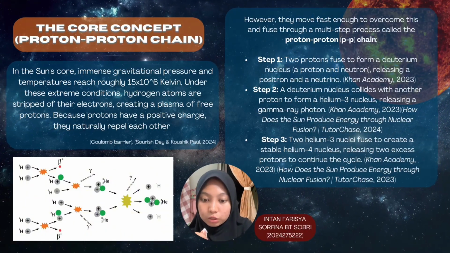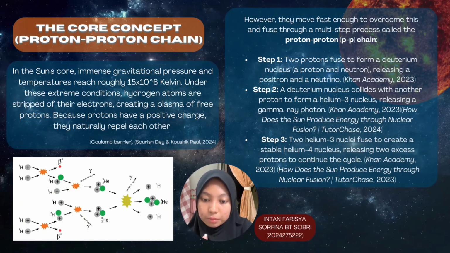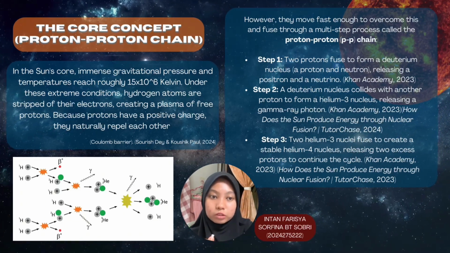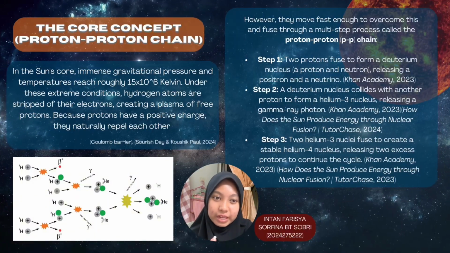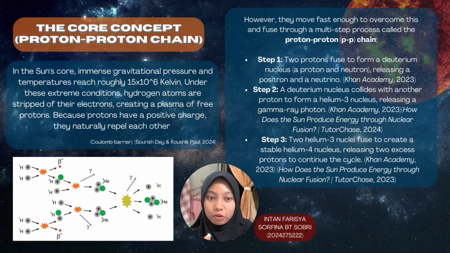Step 2. A deuterium nucleus collides with another proton to form a helium-3 nucleus, releasing a gamma-ray photon. Deuterium combines with another proton to form helium-3 and release gamma energy. This step adds another proton and energy is released as light in the form of gamma rays.